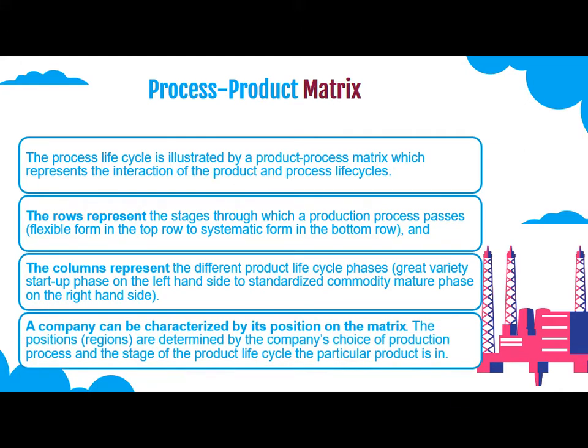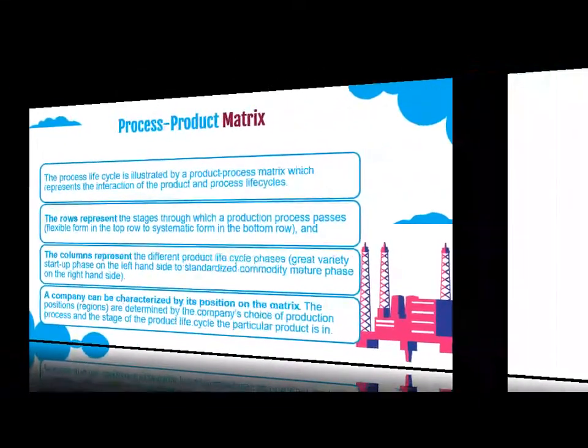A company can be characterized by its position on the matrix. The positions, that is called as regions, are determined by the company's choice of production process and the stage on the product life cycle the particular product is in.